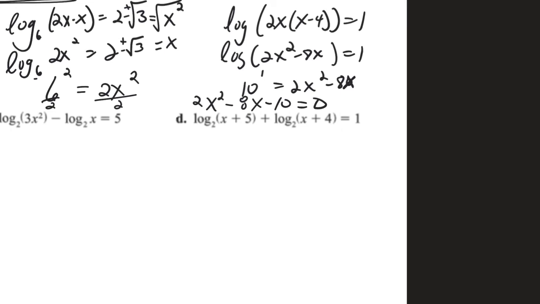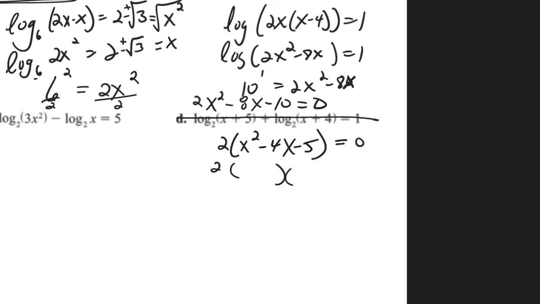I'm actually going to, for a moment, just erase this. 2 comes out, x squared minus 4x minus 5. 2 numbers that I can multiply to get negative 5, but add to get negative 4. That would be negative 5 and positive 1. So this gives me 2 solutions. One of those solutions is 5, and one of those solutions is negative 1.